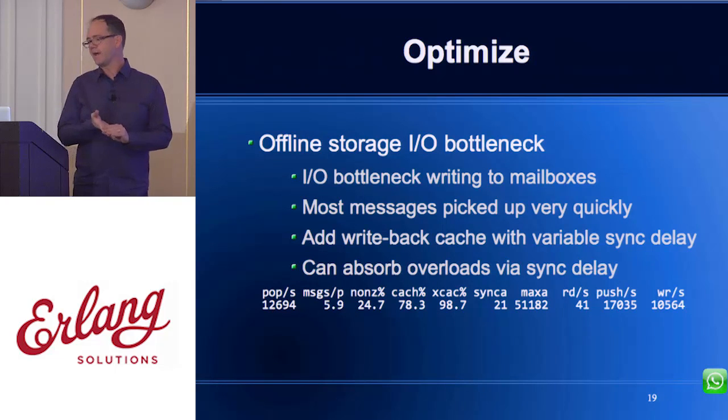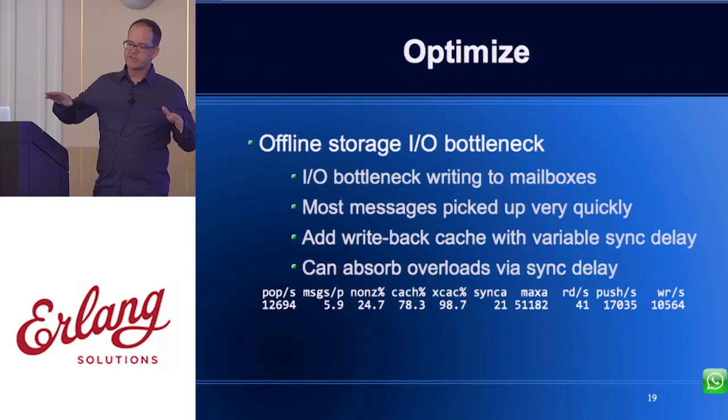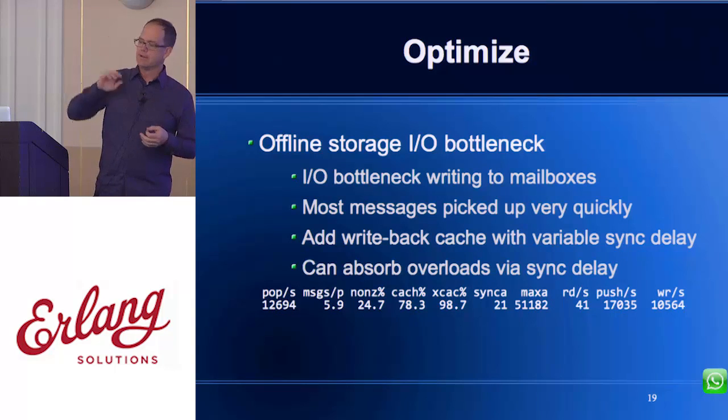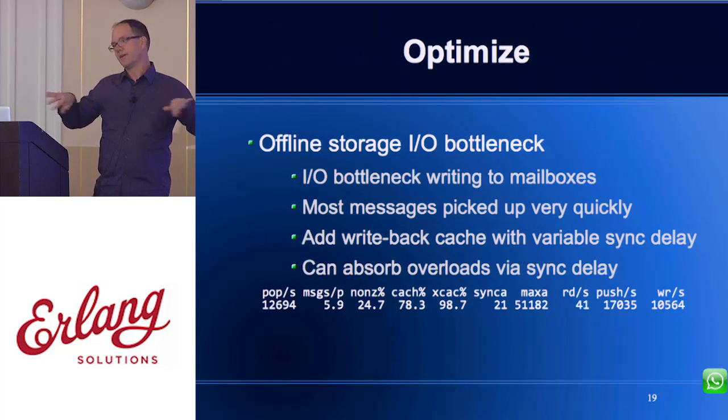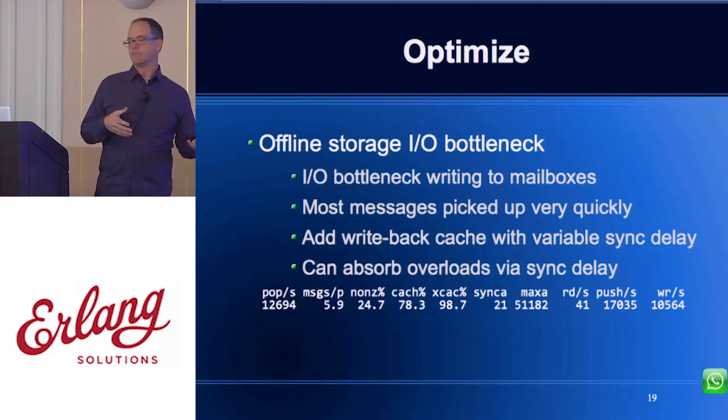So we added a write-back cache with a variable sync delay, how long it would sit in the cache before it actually gets pushed into the file system. And what that allowed us to do is, for a lot of messages, they get served directly out of the cache without ever touching the file system. And in cases where the I/O system falls behind and we get a large load excursion, that sync delay can basically absorb it. The write-back cache gives us extra buffering, so that we can continue to deliver messages at full rate while the I/O system tries to catch up.